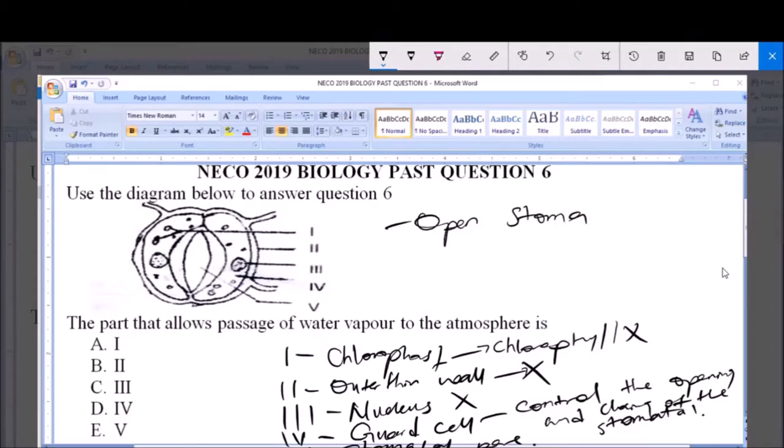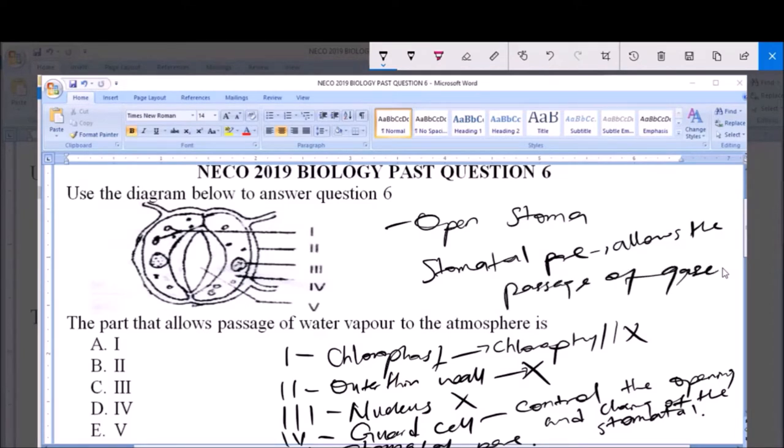But then the question says the part that allows the passage of water vapor. Now, V here is the stomatal pore. It is this stomatal pore that allows the passage of gases. Although the guard cell regulates the opening and closing of the stomatal pore, still, the stomatal pore is the one that has the function of allowing the passage of the water vapor to the atmosphere. Like, you know, water vapor is a gas. So therefore, V is the correct answer, and that is option E, stomatal pore.